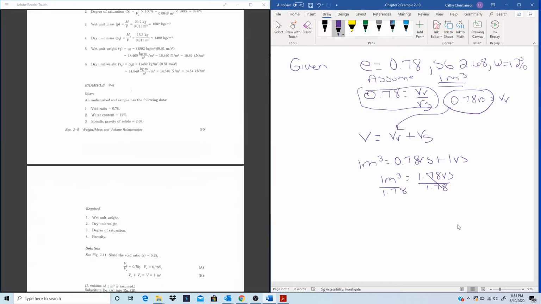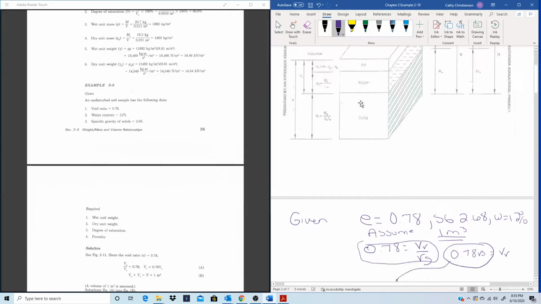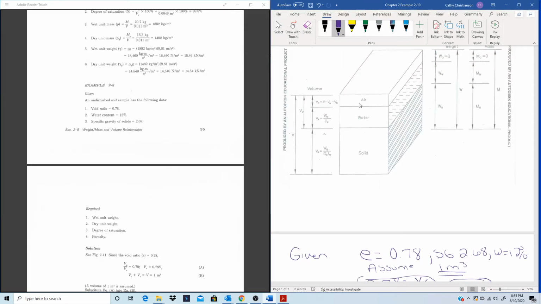And that gives me 0.56, and it would round up to 0.562 for VS. So I can go ahead and plug that back in. Right now we've got 1 meter cubed, our VS is 0.562. So for the volume of the voids, you can just take 1 minus your 0.562, and VV would be 0.438. Just trying to squeeze it in. Alright, now we've got this. I'm going to go ahead and work on the other side.